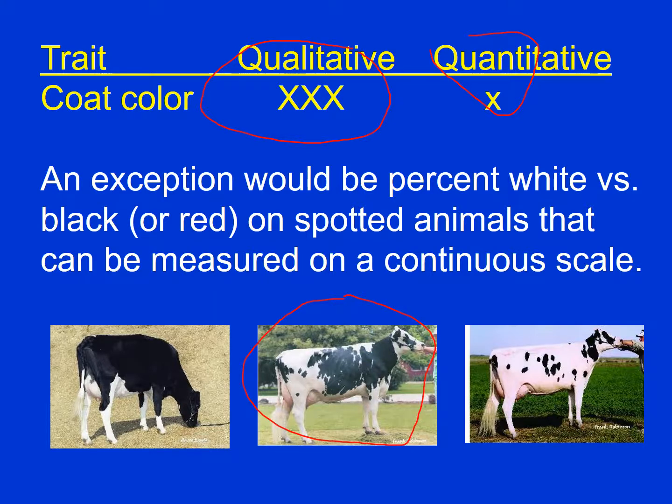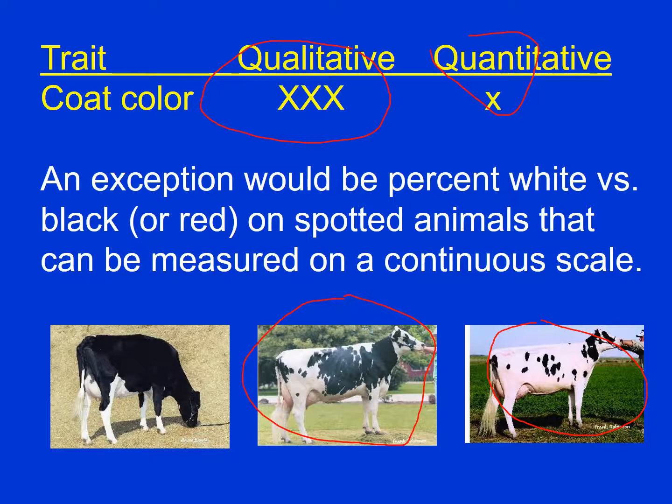But we could go into the dairy barn that we have on campus with 120 cows, and we could score them all on percent black versus white. So here we have one that's 95% black. This one here maybe 40%. This one here maybe only 5% black. And we would have everything in between. Definitely measured on a continuous scale, percent black versus white.